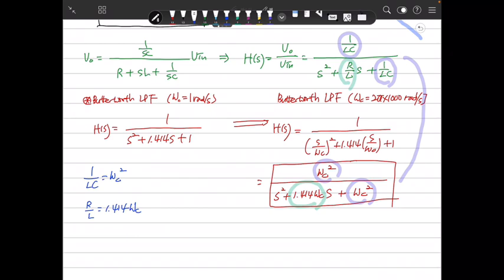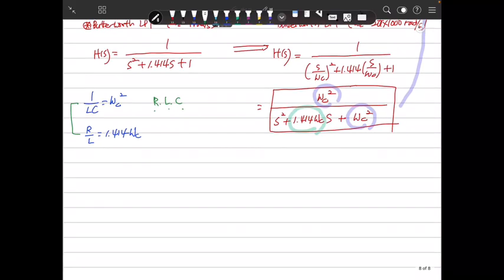So how many variables do we have? We have 3 variables: R, L, C. But how many equations do we have? We have only 2 equations. So the solution is non-unique in this case. So at first, to define R and L, you need to choose some variable. Generally, we choose the capacitance. So let the capacitor be 0.1 microfarad. This is a reasonable capacitance.